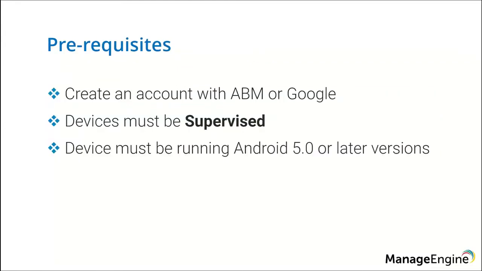The prerequisites for silent installation are, first, you need to have an account created with Apple Business Manager or Google. The second thing is the devices should be supervised in case of iOS devices, and in case of Android, it should be OS version 5.0 or above. The difference between supervised and non-supervised devices was discussed in detail during the previous session, so please do refer to the completed training video of the previous session.